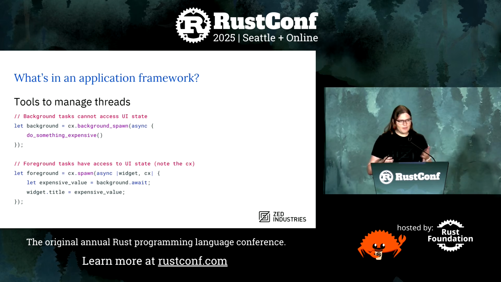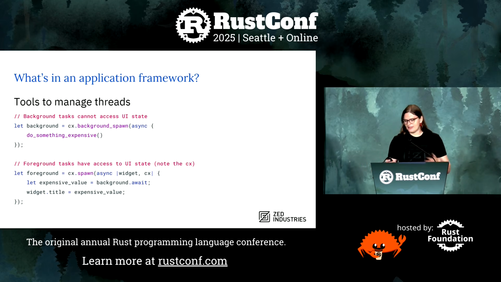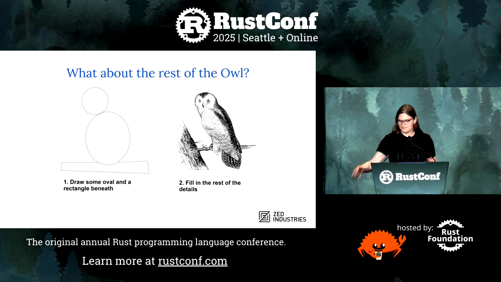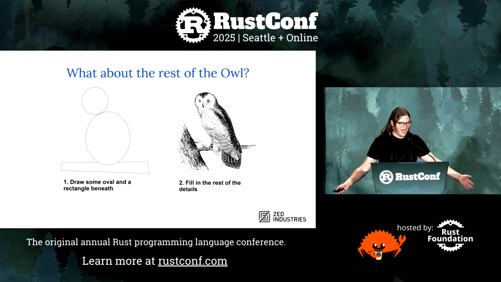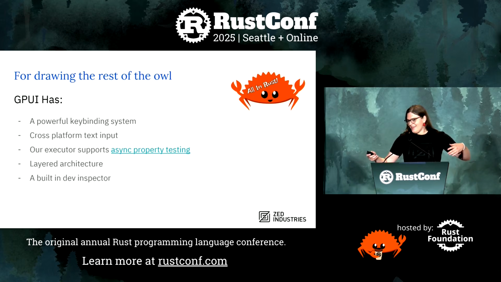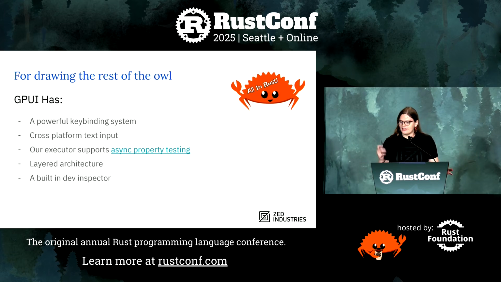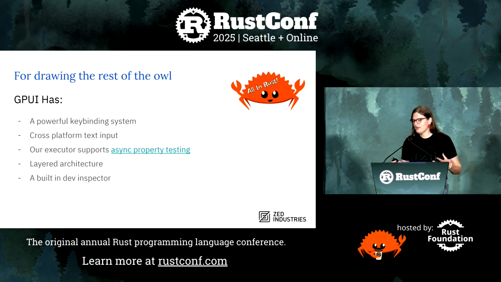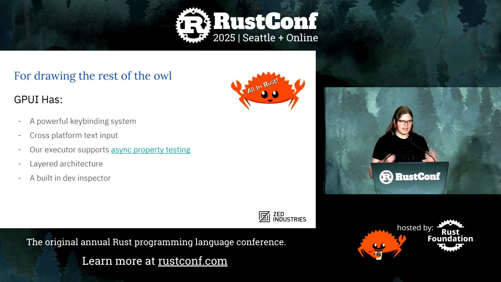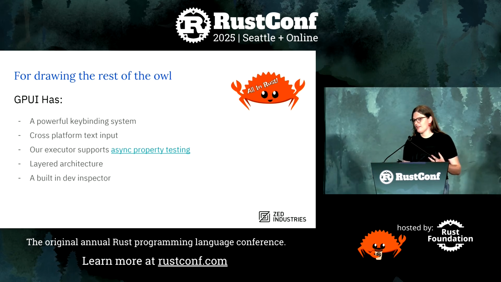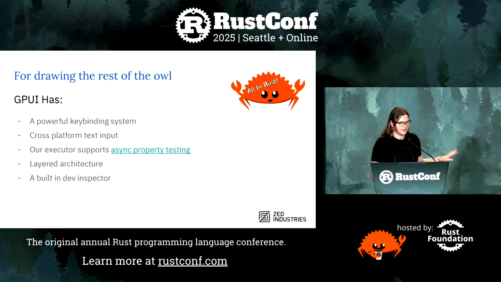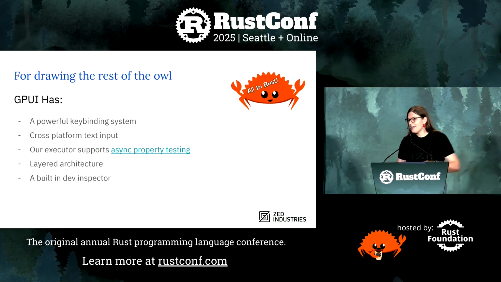And now, you might be thinking to yourself, all right, that all sounds cool, but Mikayla, what about the rest of the owl? GPUI has many of the tools you'll need as your app grows in complexity. A layered architecture, so you can build new elements with new layouting strategies when you need them. A deterministic executor for async property testing. That's another great talk I'd suggest checking out later. And a dev inspector for tweaking your UI at runtime.